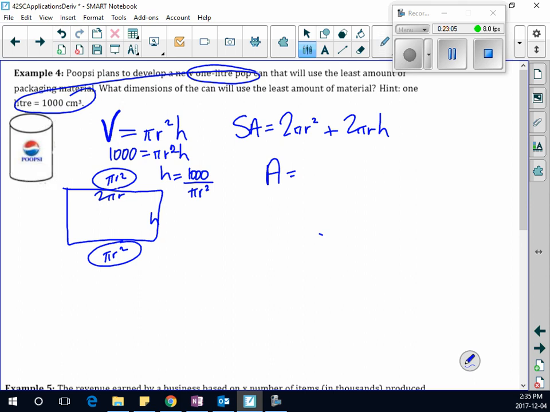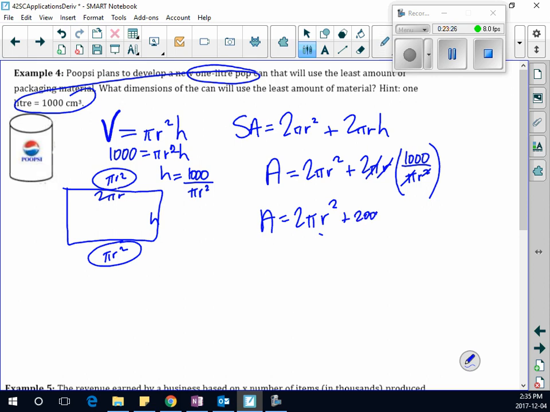So area is going to be 2 pi r squared plus 2 pi r times 1,000 over pi r squared. So I'm going to simplify that. The pi's will cancel, and one of the r's will cancel. So then this is area equals 2 pi r squared plus 2,000 r to the power negative 1. Is everybody good with what I did there? Yes. So now I'm going to find the derivative so I can find the minimum, right?